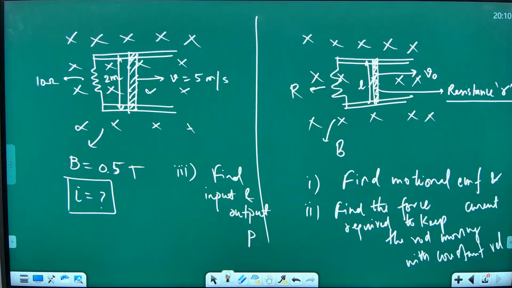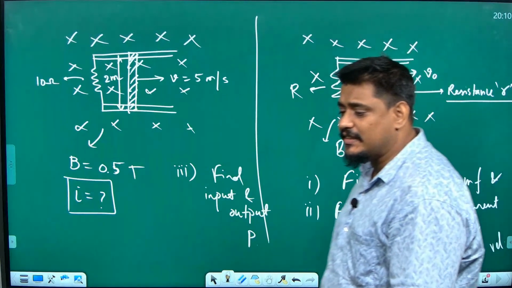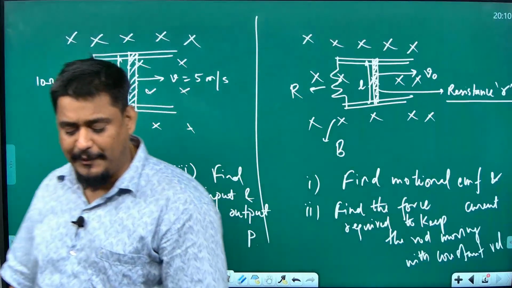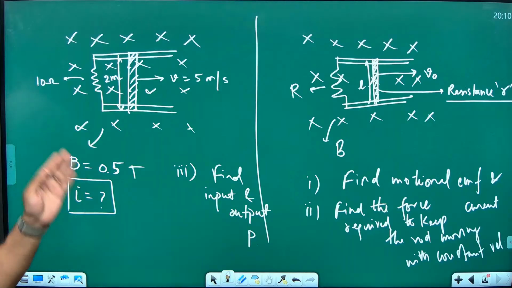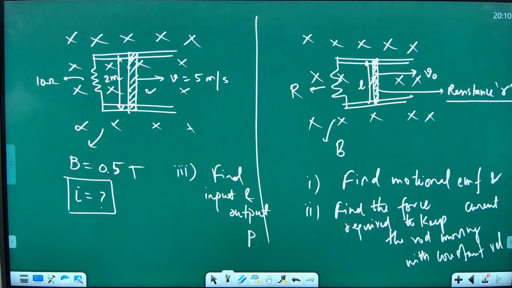Rod has a length of L. Resistance connected externally is of capital R value. Resistance of the conducting rod is small r. And magnetic field is B, its velocity is V naught. That's all is given. And they're asking you to find the motional EMF. I think everybody will say the answer. It is B, L, V naught.